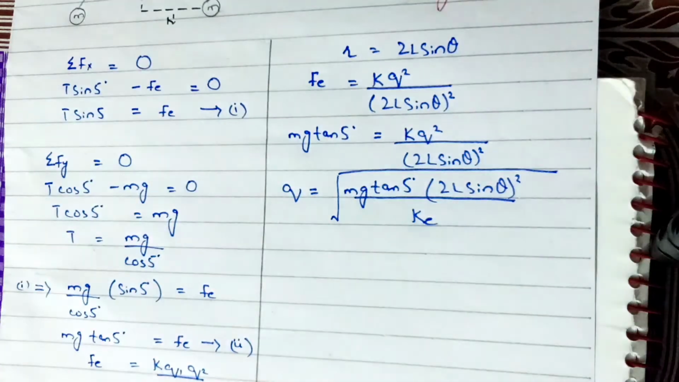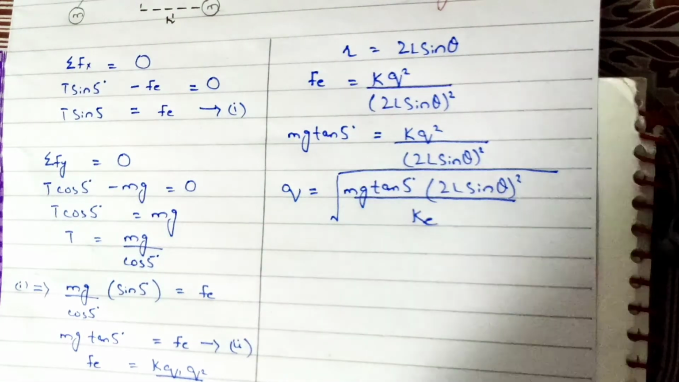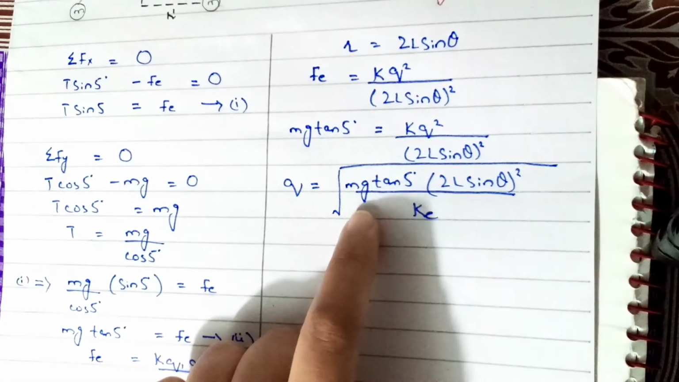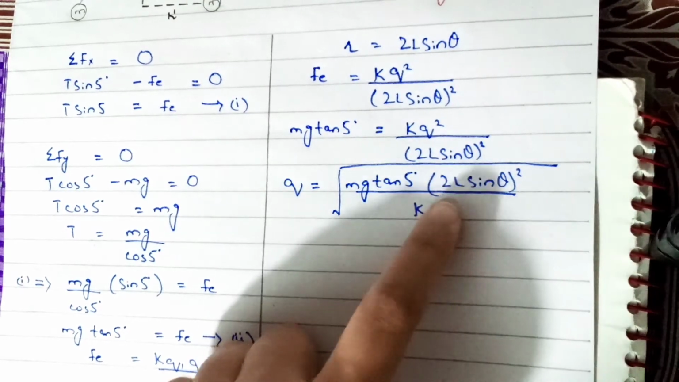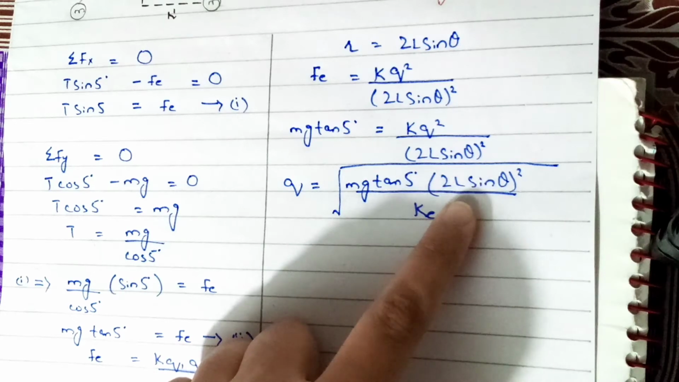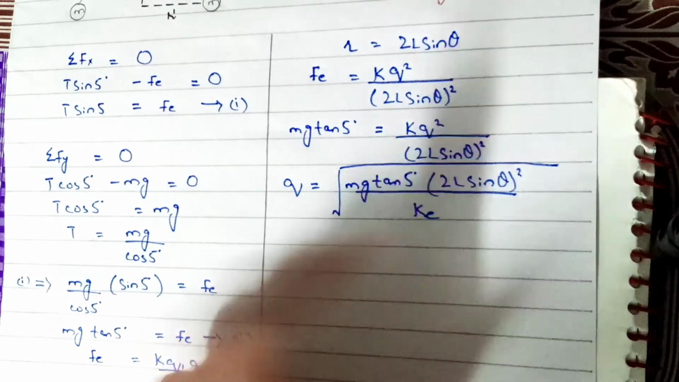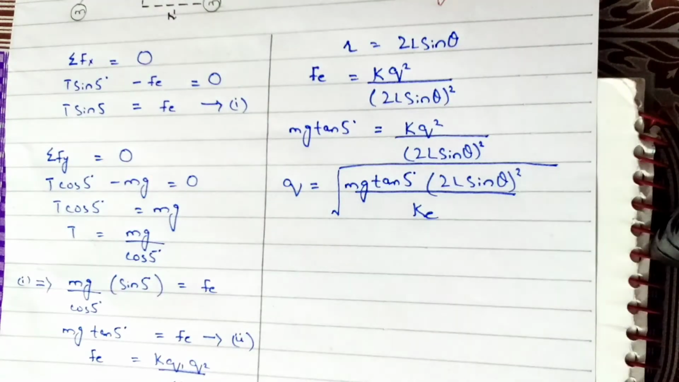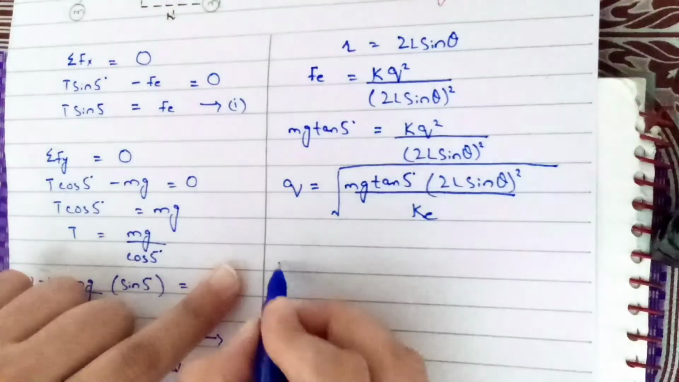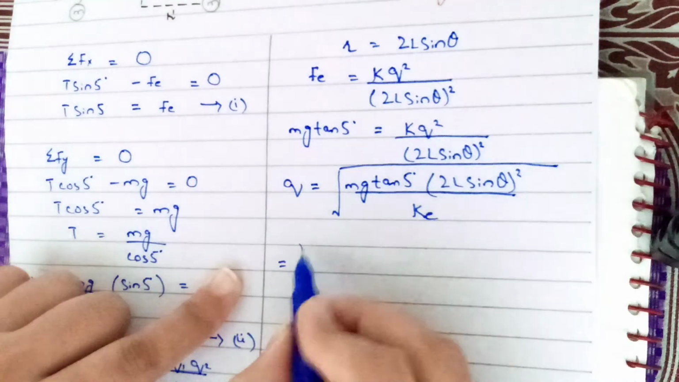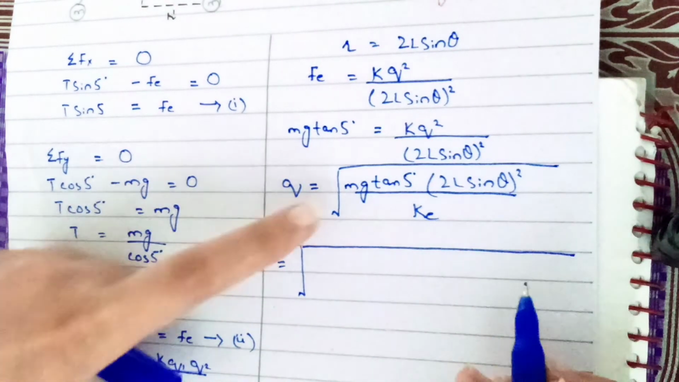Right, students? So now I know all the values. I know the mass, that is 0.2 gram. I know G, that is 9.8 constant. I know tangent 5, I know 2, I know L, that is 30 centimeter, sine theta, theta is 5 degrees, and KE, that is Coulomb's constant, 8.9 exponent 9. But don't forget to put all these values in standard units. So let's substitute all the values in standard units.